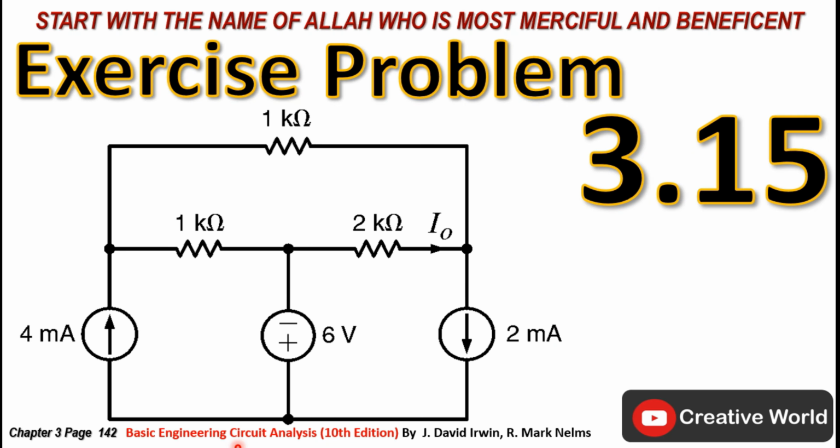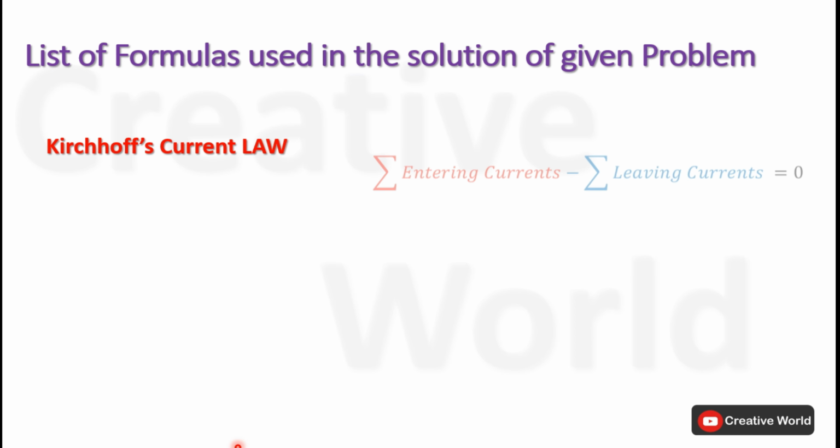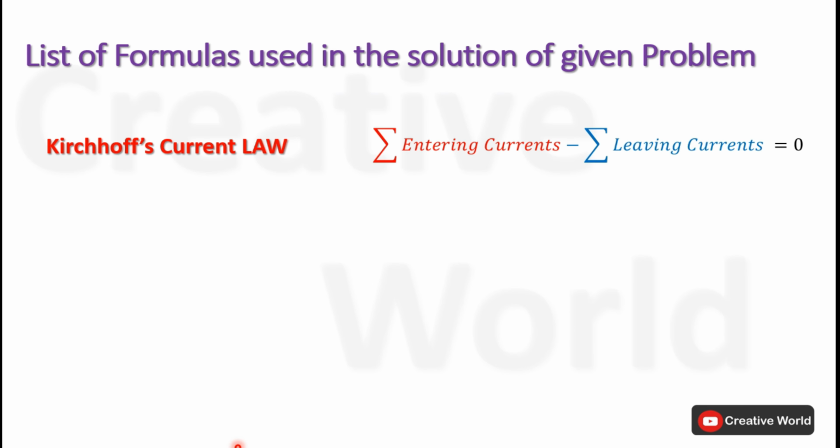Welcome to Creative World. In this video, we will solve Chapter 3 exercise problem number 3.15. While solving this problem, we will be using Kirchhoff's current law. According to this law, a cumulative current on a node inside an electrical network is always equal to 0. Sum of all entering currents on a node is always equal to sum of all leaving currents from that node.